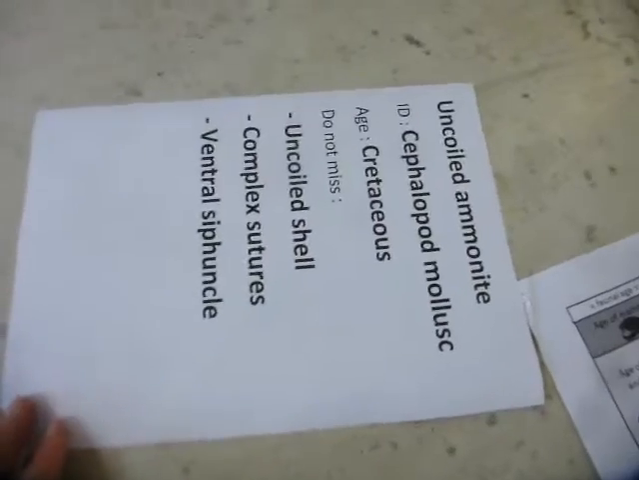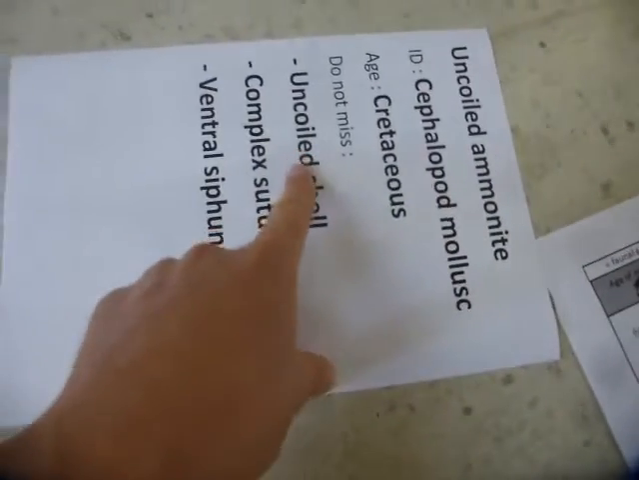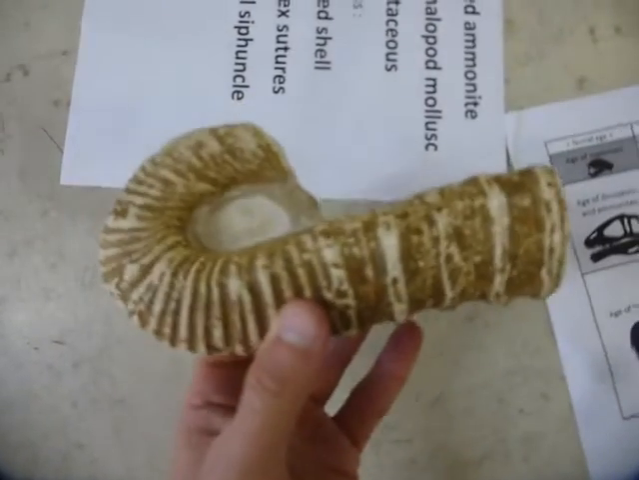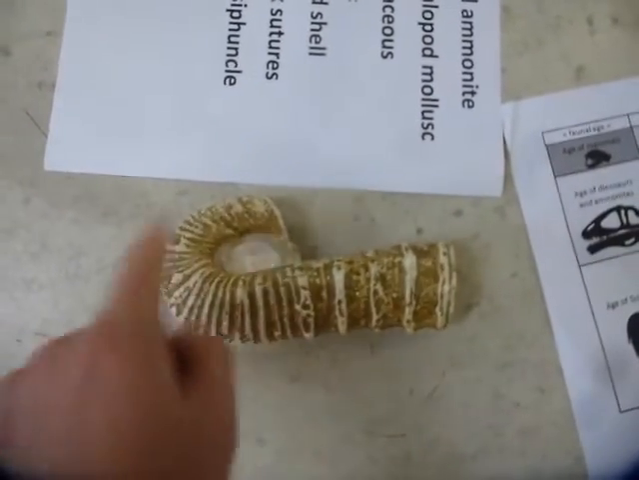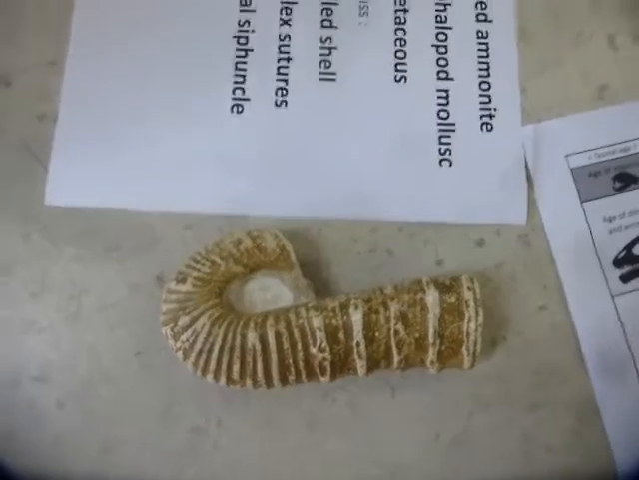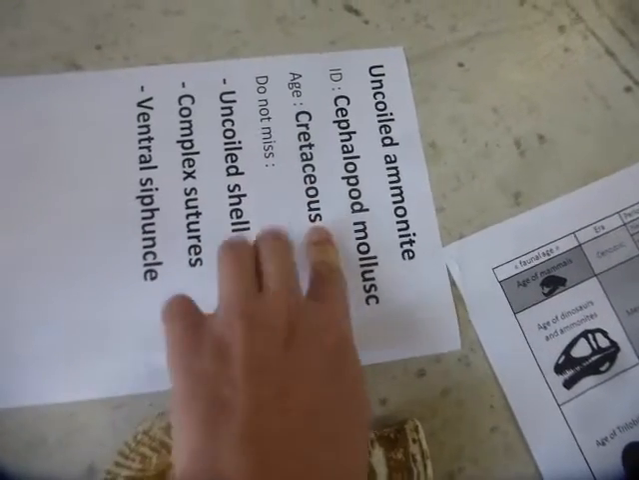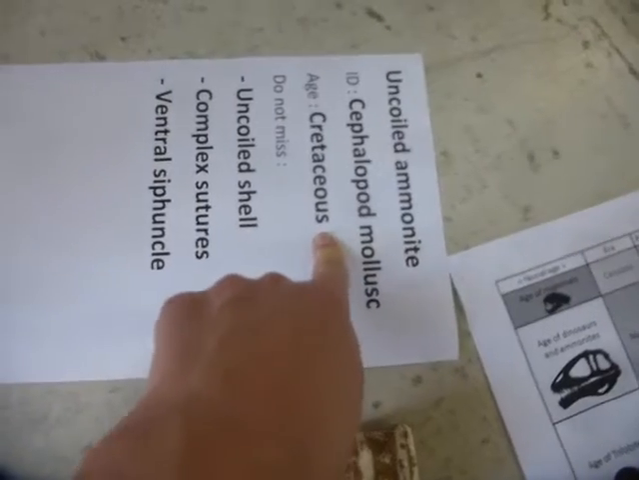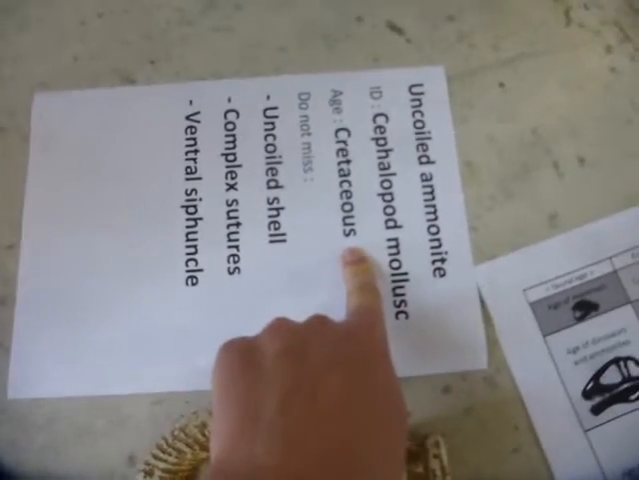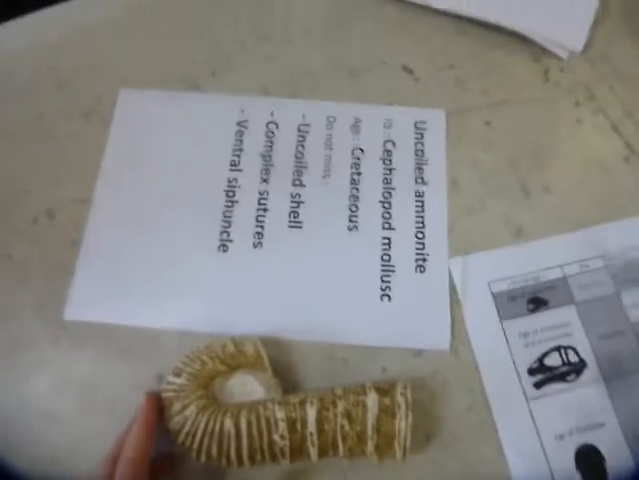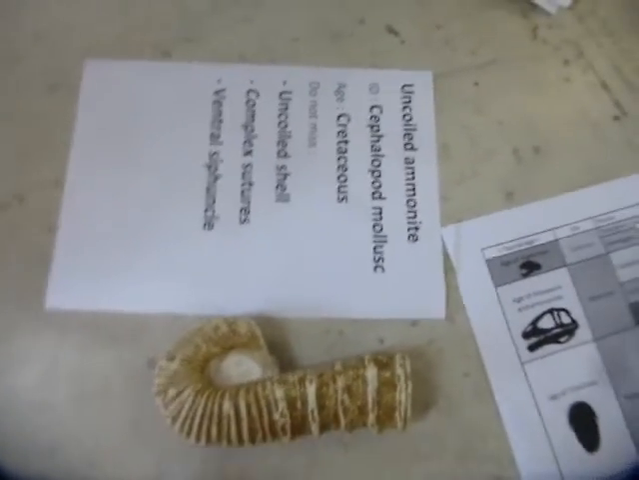And here we move to the uncoiled ammonite, which is exactly like the ammonites we've seen before, except the shell is uncoiled. So you can see here, the shell is not coiled like it used to be in the other ammonites. These ammonites lived only in the Cretaceous. It is very important that you remember it, because it's probably examinable. Wink, wink. Yes, I say that for you.